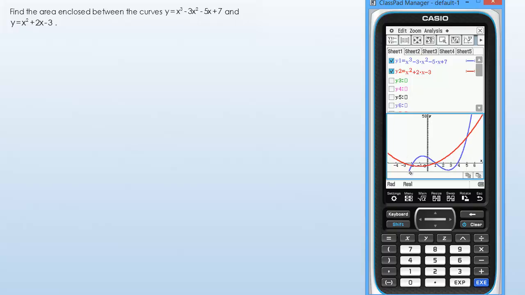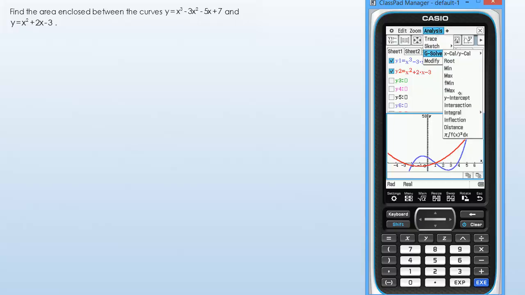Now clearly the cubic is above the quadratic from here to here, but below from here to here. So let's find the intercepts. I'm going to use the graph. We could obviously solve, but that's a lot of work and you're not really going to be expected to do that, I don't think, at this stage.